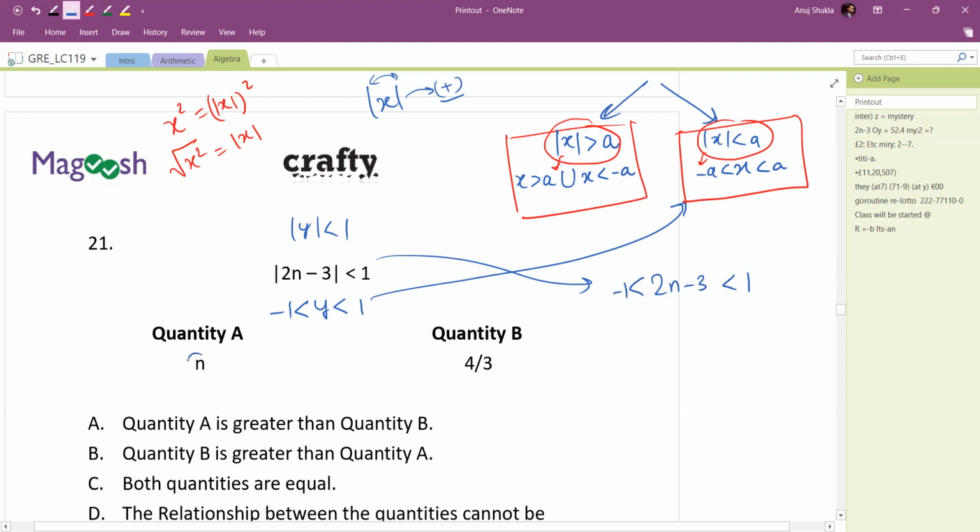But what do you need? You need n. So somehow you have to get only n. How can you get it? First remove 3. How can you remove it? If you add 3 here, 3 here, and 3 here, what will you get?